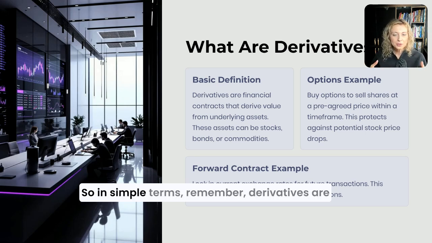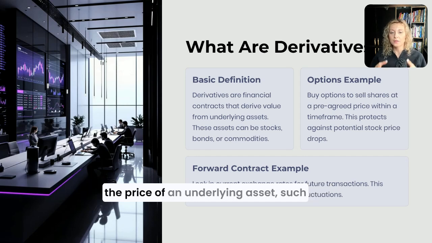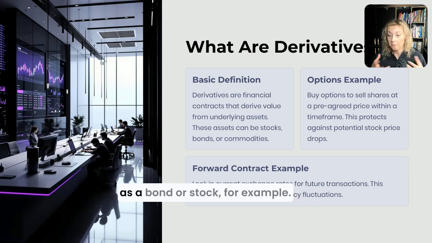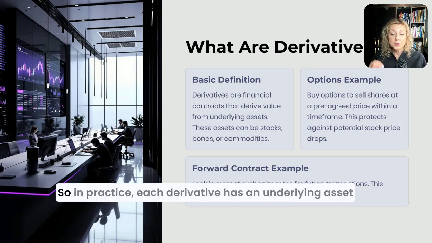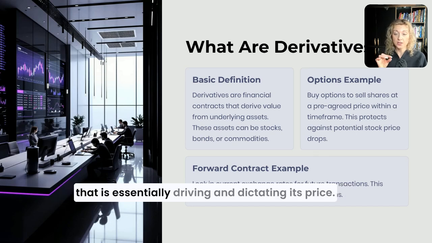So, in simple terms, remember derivatives are financial contracts that derive their value from the price of an underlying asset, such as a bond or a stock, for example. So, in practice, each derivative has an underlying asset that is essentially driving and dictating its price.